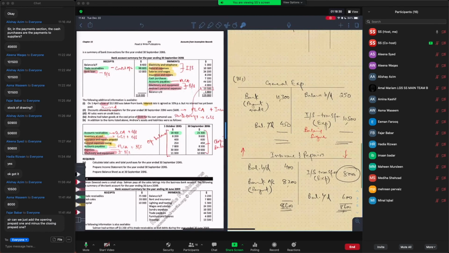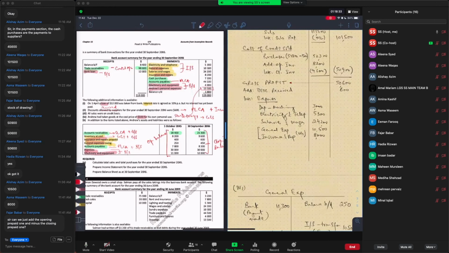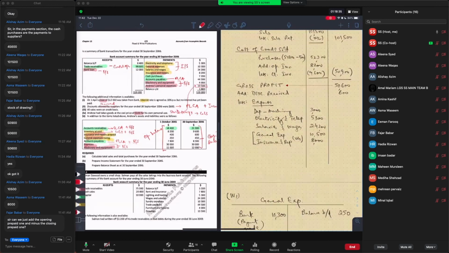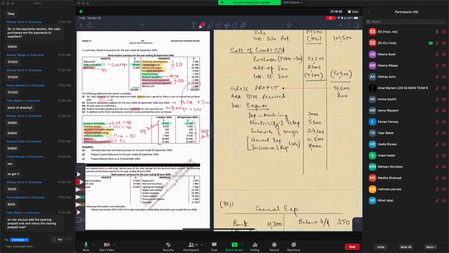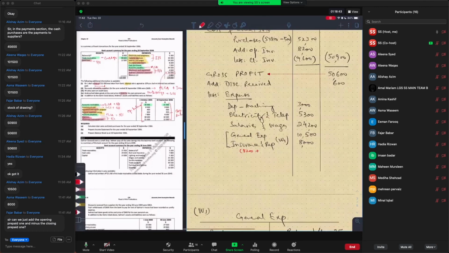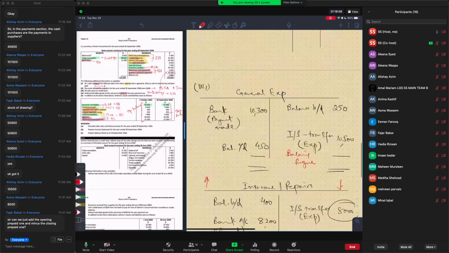What Fajr is suggesting here is that for insurance repairs we could also write that 8,200 is what we actually paid in total, and to that we add last year's prepayment, which is $400, and subtract this year's prepayment, $600. So that will also give you the same result. That is true. Take it in casual workings, we can also do that. But for now, we just want to be formal here, right? So if you are required to make these accounts, you will do it like this.